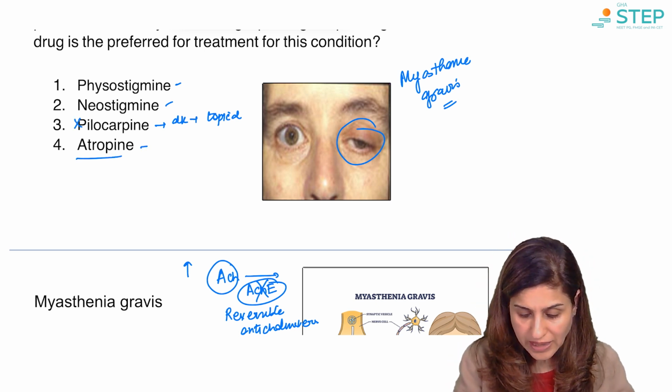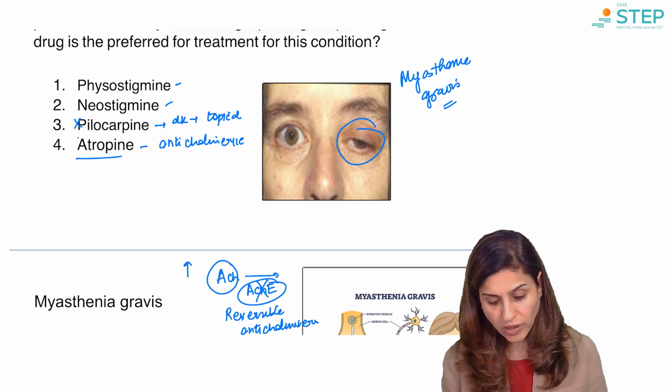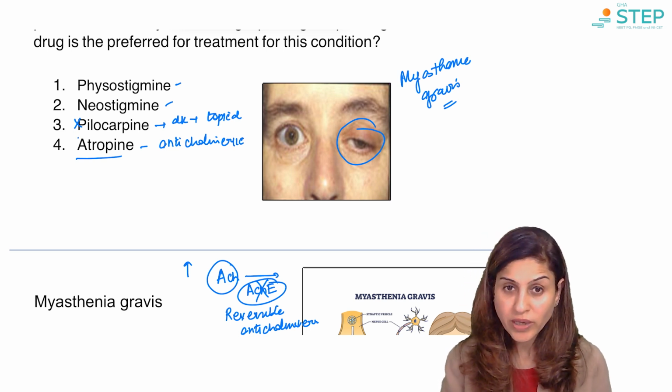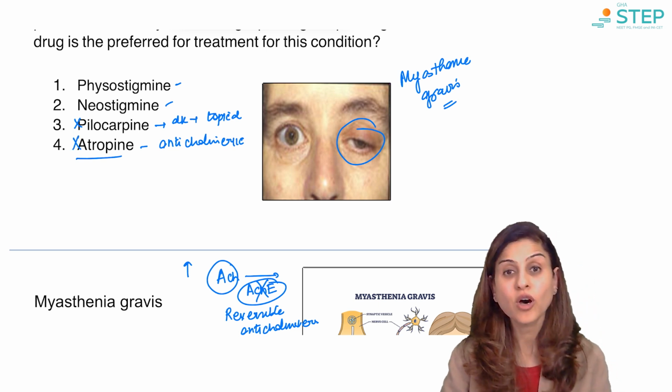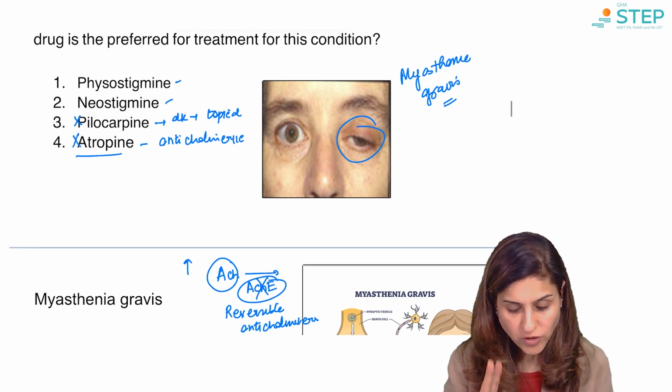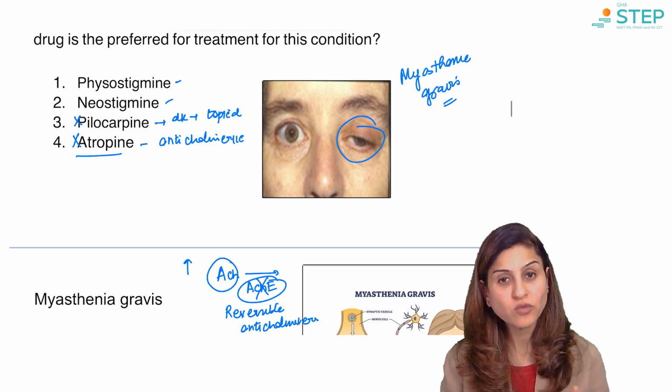Atropine. Now, atropine is an anticholinergic drug, right? And this will do the opposite. Your NM receptors are already blocked, so atropine is only going to aggravate things further. Okay? So atropine is not used here. Now we are left with two options, physostigmine and neostigmine. Which one would you prefer?